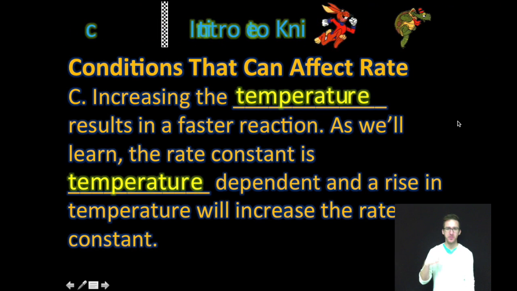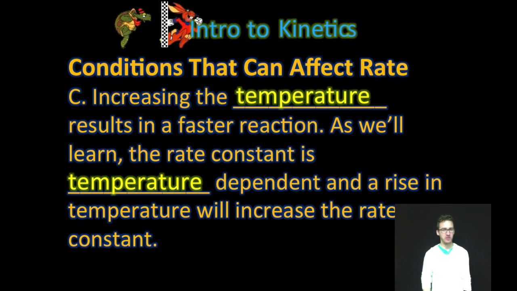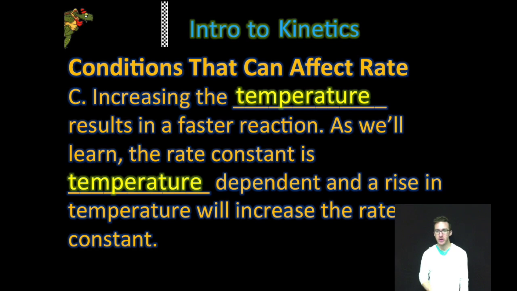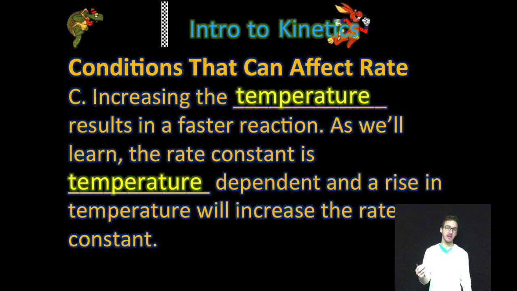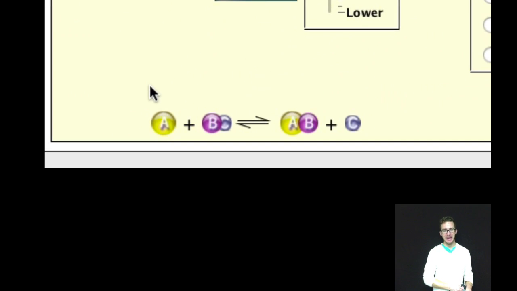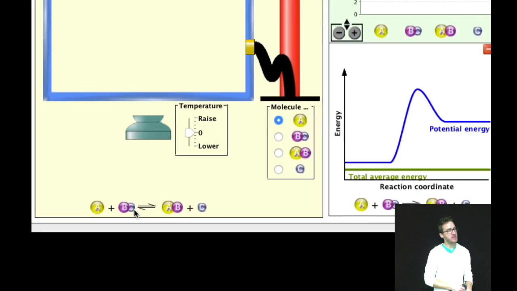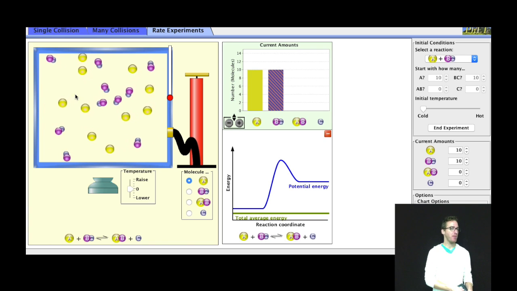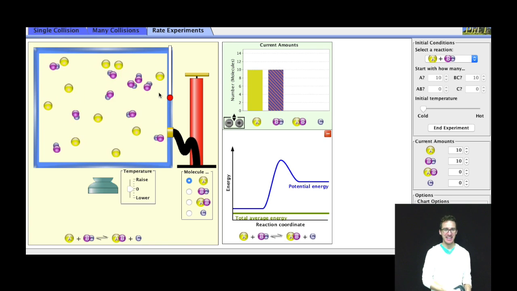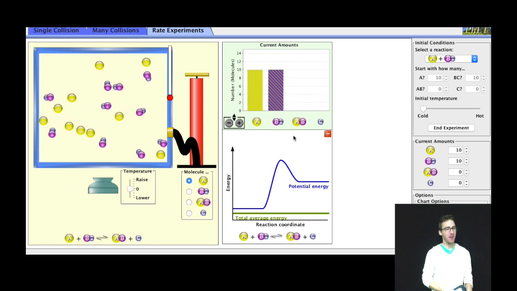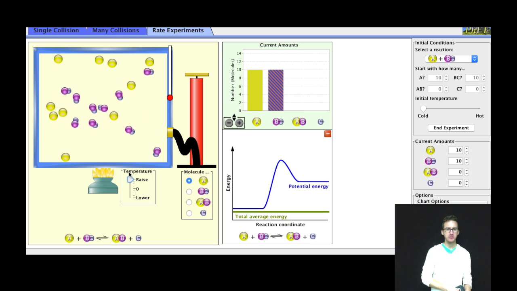Factor numero 3, increasing the temperature results in a faster reaction. As we'll learn, something called the rate constant is temperature dependent. And so if you raise the temperature, you're going to increase that rate constant, therefore increasing the rate of the reaction. All right, now let's take a look at this generalized reaction that occurs between element A and compound BC. I'm going to start us off at a very low temperature. Notice my particles are moving very slowly. Not a lot of effective collisions. Not a lot of product formation. Heat 'em up, speed 'em up.